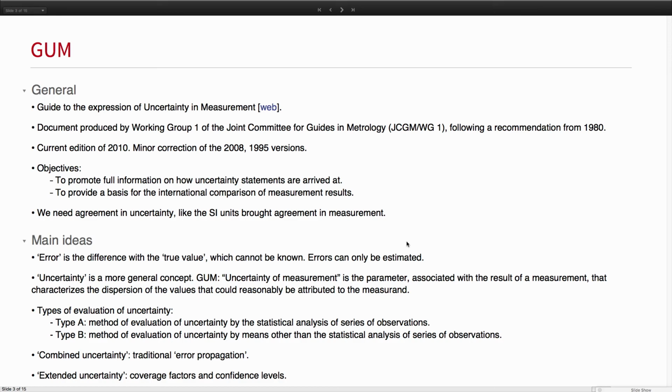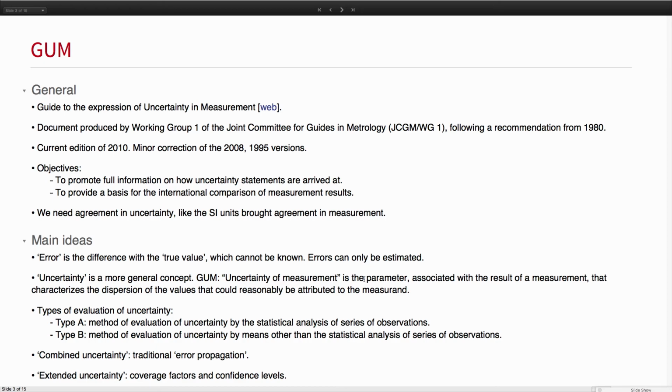So in this document, they start by trying to change some of the traditional nomenclature. So for example, they insist that error is not the right concept, because error is the difference to the true value, and when you measure something, you don't know the true value. So we shouldn't talk about errors. This is more about data estimations, so the concept of uncertainty is more general. They give this definition here.